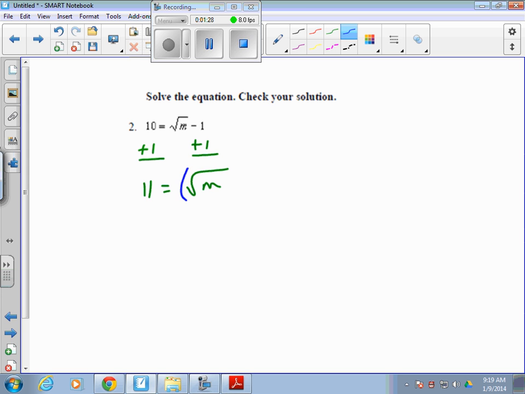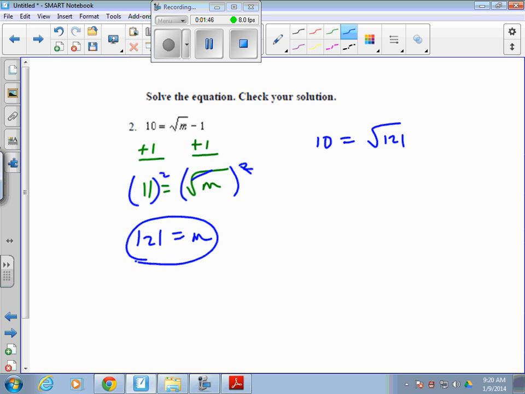Get rid of the square root of something, or cancel it out, by squaring it. You square that side, square this side. 11 squared would be 11 times 11, which is 121, equals m, since these cancel out. Then it says check your solution and see if it gives you a true statement. 10 equals the square root of 121 minus 1. The square root of 121 is 11, minus 1. That does equal 10, so it checks out.